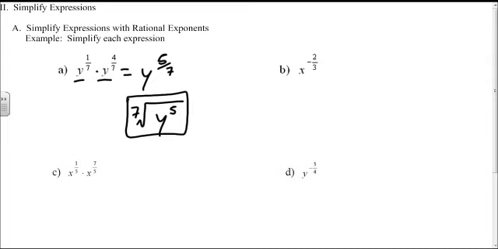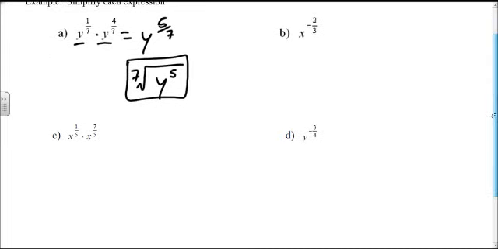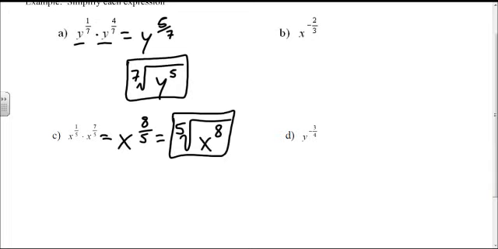I'm actually going to skip to c, because c is a similar process here. When we have x to the 1/5 times x to the 7/5, that would become x to the 8/5, because we just add together our exponents, the 1/5 and the 7/5. So now that we have x to the 8/5, we could rewrite that as the 5th root of x to the 8. So that would be A and C.